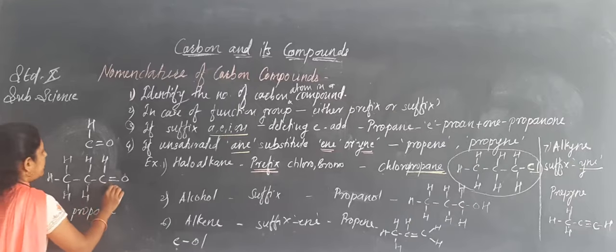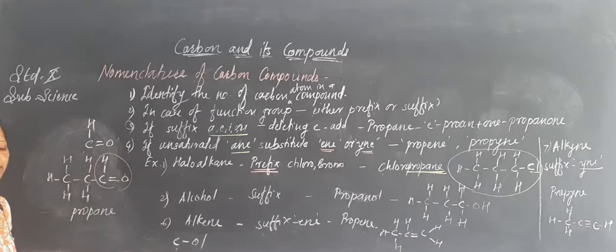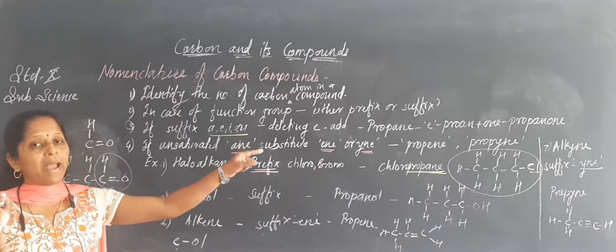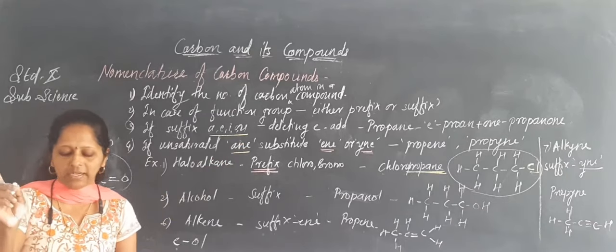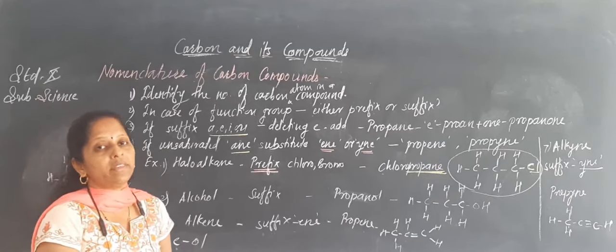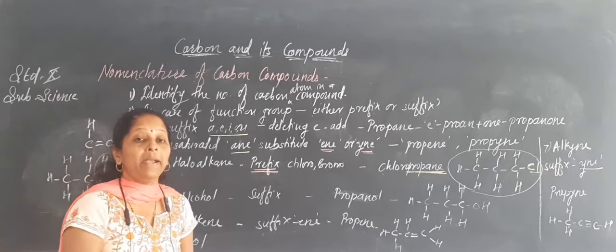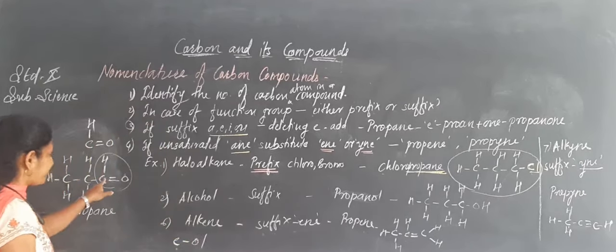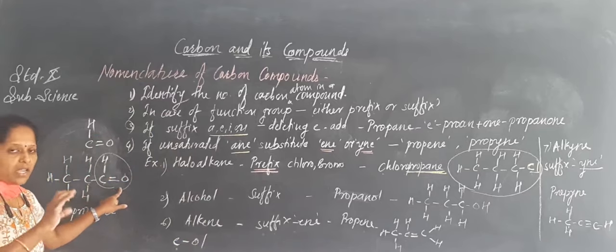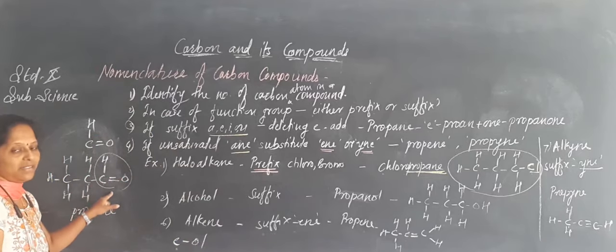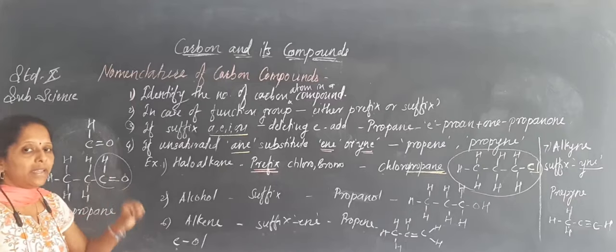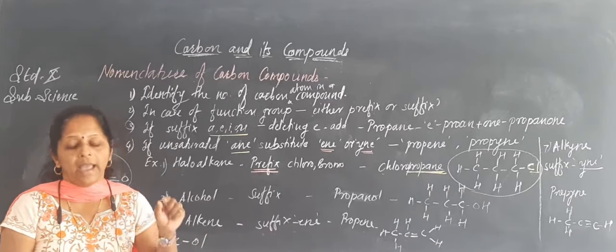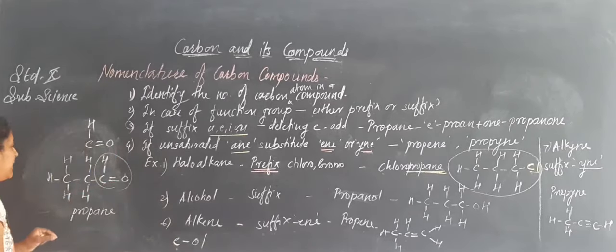But here, this group is called the aldehyde group. When a ketone group is there, E is replaced by ONE. In the ketone group, there is always a C double O in the middle, and that is called a ketone group. When there is CH double O like this, at the outside end, that is called the aldehyde group, and in the aldehyde group we use a suffix, and in that suffix, when propane is there, the E is replaced.